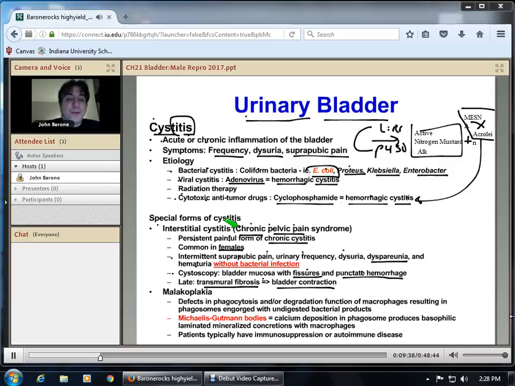Not a good thing. So again, we really don't understand this disease. It's a chronic inflammatory condition. We just don't know why. It's like a mystery. It's a mystery condition. We don't really understand it.